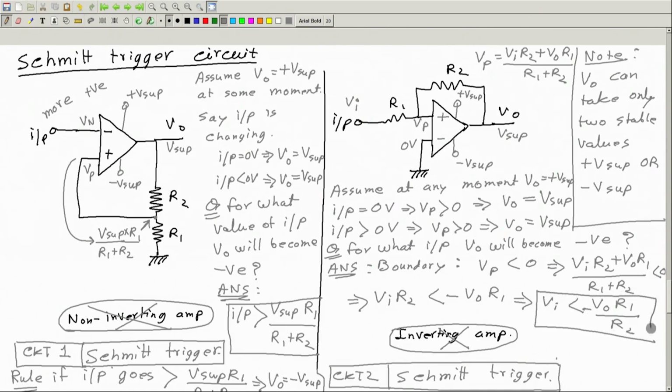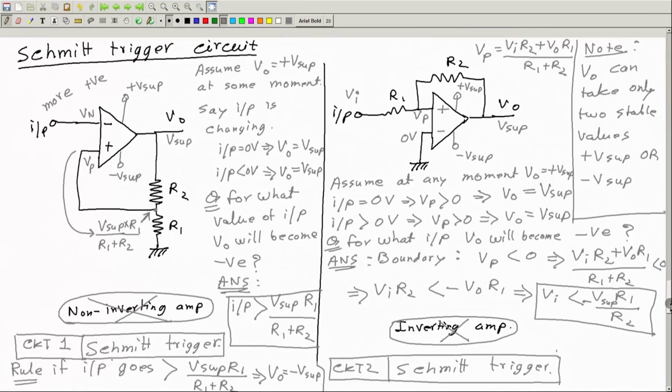And what is the value of V O at this moment? V supply. So, I can write this as minus V supply times R 1 by R 2. So, this is the boundary condition. If you make V I lower than this, then output will go from positive to negative.